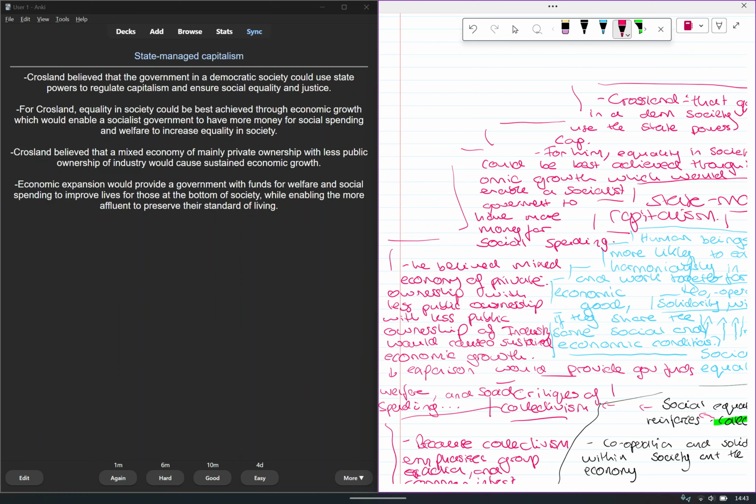Now, what would this do? It would improve the lives of those at the bottom of society while enabling the more affluent to preserve their standard of living. I'll say this again. State-managed capitalism, from Crosland's belief, through economic expansion, achieved by more private businesses and less public businesses, would provide a government with funds for welfare and social spending, because governments are not spending this money on public businesses, as the majority are privately owned, and therefore they can improve the standard of living and give social equality to all.